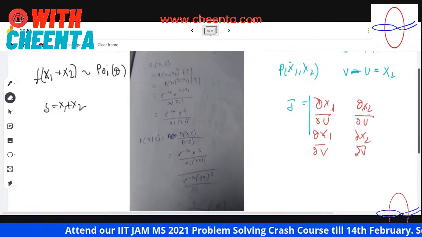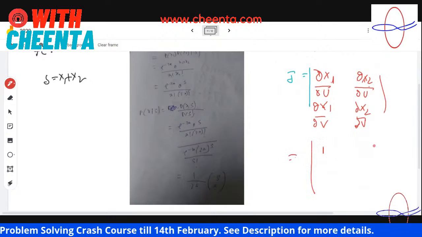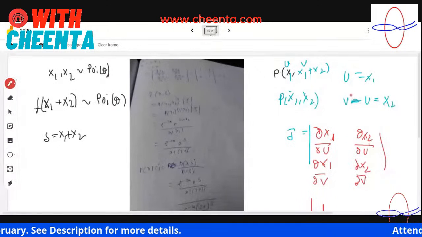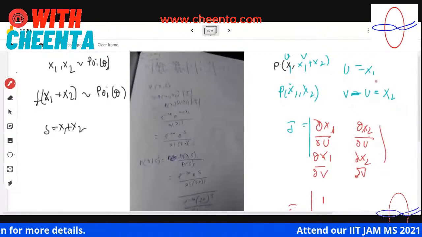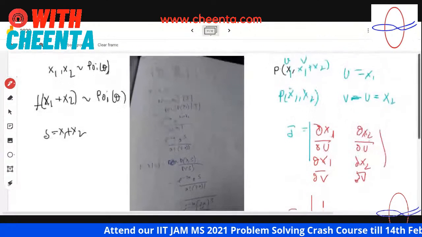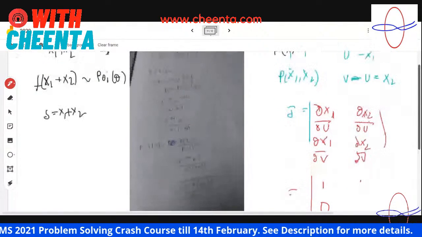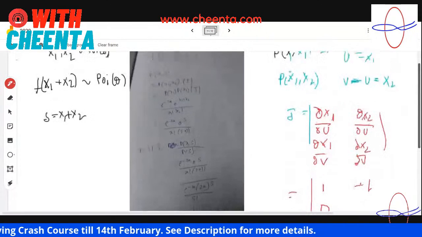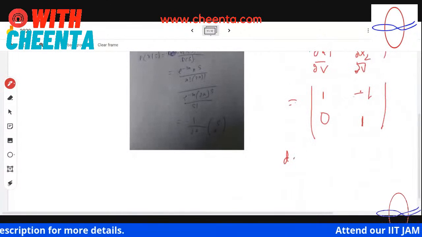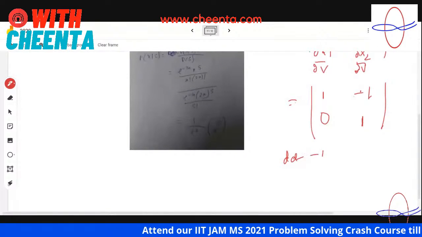Let's do it in the next part. It's equal to 1, and x1 with respect to v is 0, right? And x2 is v minus u, so it's minus 1 with respect to u, and 1 with respect to v. Perfect, so I was doing it correctly. Therefore the determinant is 1, a positive determinant.